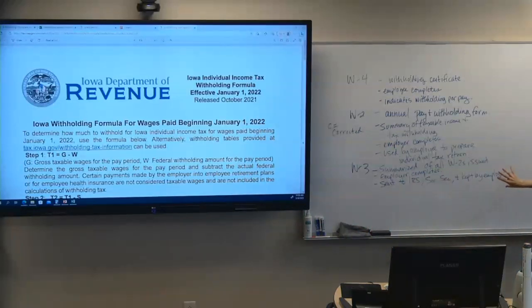But anything related to a change in the amounts of income, taxes withheld, anything like that, would warrant both a corrected W-2 and a corrected W-3.